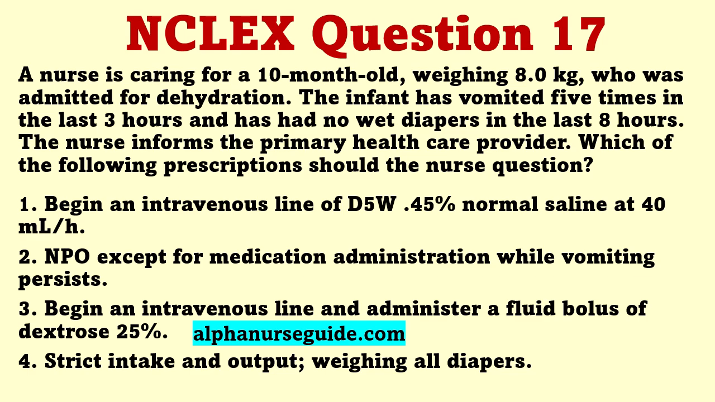D5 .45% normal saline is an appropriate IV fluid for infants. The rate is 1.5 times maintenance for this child and is appropriate for the first 24 hours if the child is dehydrated. Once hydration is adequate, the infant's IV rate should be reduced to a maintenance rate. Vomiting is persistent, so it is appropriate for the child to be NPO. Strict I&O is an appropriate prescription for all dehydrated children.